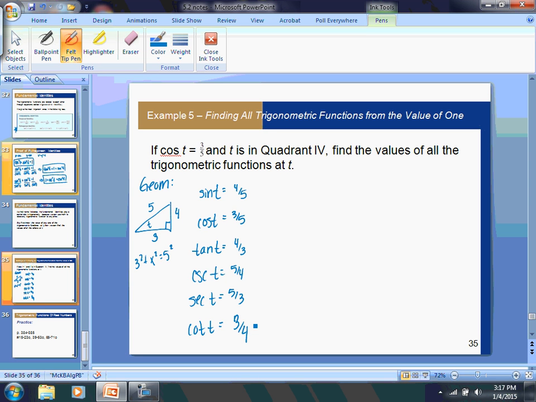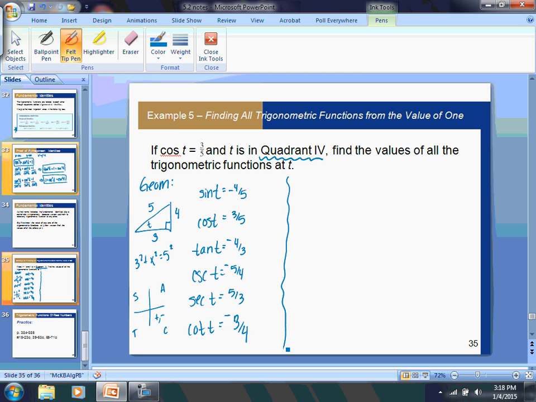Now, the only other thing I need to make these answers 100% correct is to know that I'm in quadrant 4. If you want to think of the "All Students Take Calculus" rule, remember cosine is the one that's positive in the fourth quadrant. So cosine and its inverse, secant, are positive. The rest are negative. So sine is negative, tangent is negative, and the inverses of sine and tangent are negative.